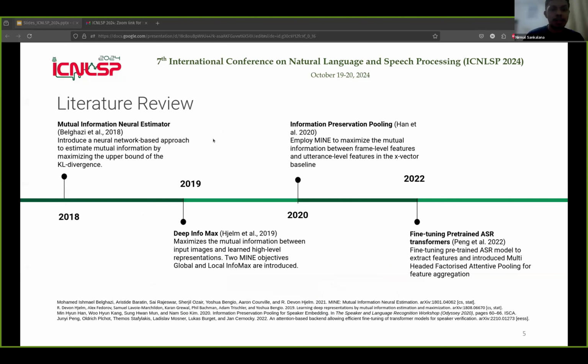The first one is the mutual information neural estimator, which was introduced to estimate mutual information. The second one is Deep InfoMax, as I previously mentioned. The third one is information preserving pooling. This method uses the mutual information neural estimator to maximize the mutual information in X-vector baseline systems. And the final one is our baseline model, fine-tuning pre-trained ASR transformers.